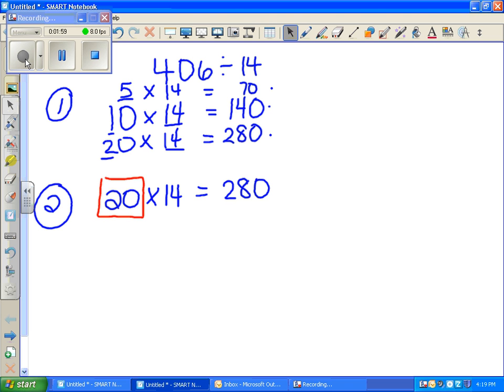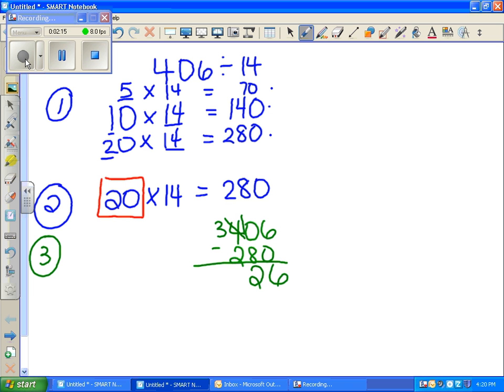Now, my next step is to subtract that from my dividend. 406 minus 280 is, cross me out, make me smaller, add a 1 to my side. Now we have 126. We still need to break down 126. It can't be our remainder because we can still make groups with the 14.